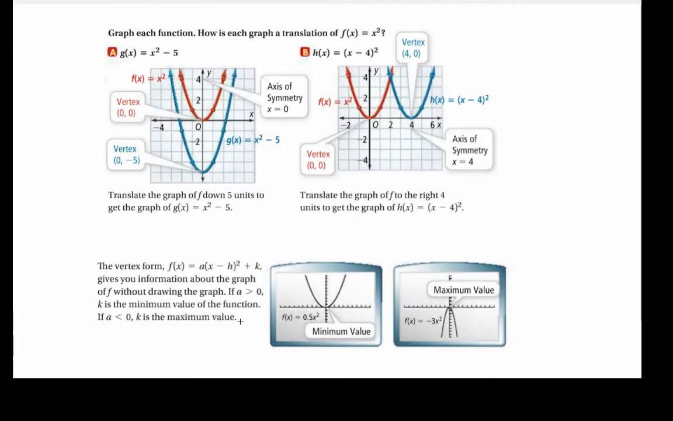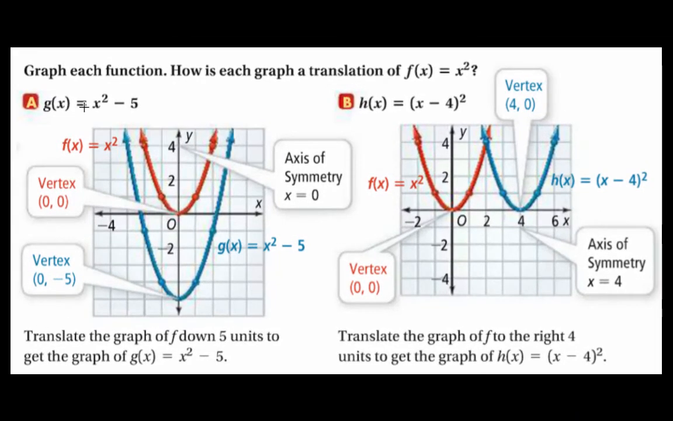Okay, so here are a couple more examples. Graph each function. How is each graph a translation of f of x equals x squared, the parent function? In a, we have g of x equals x squared minus 5. So here's our red parent function, x squared.